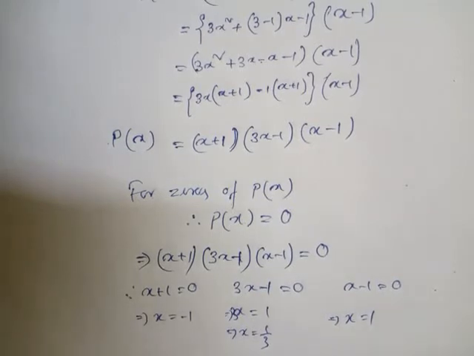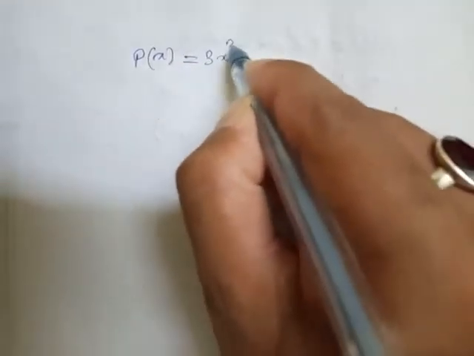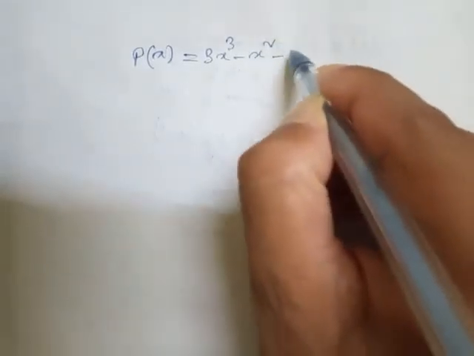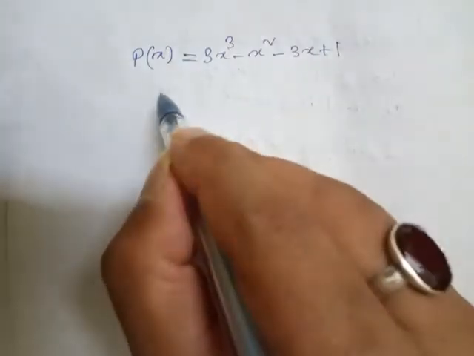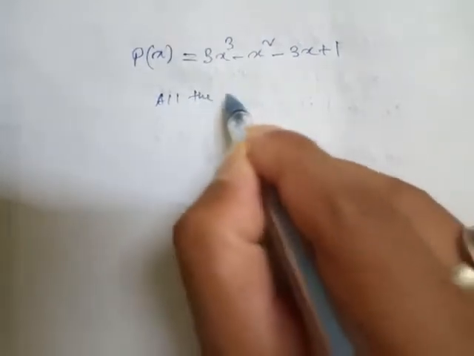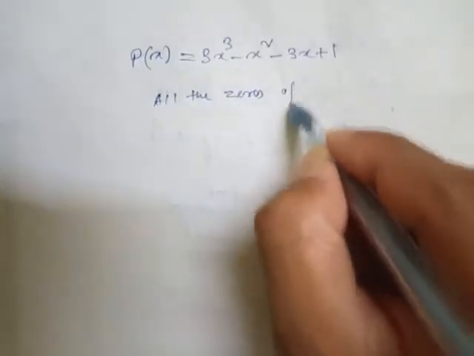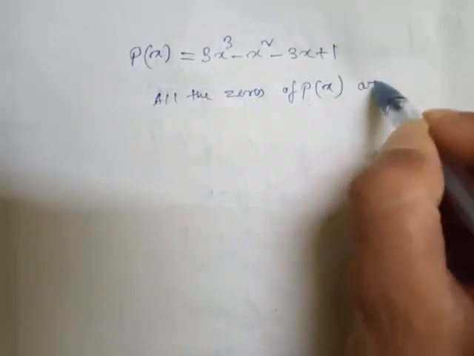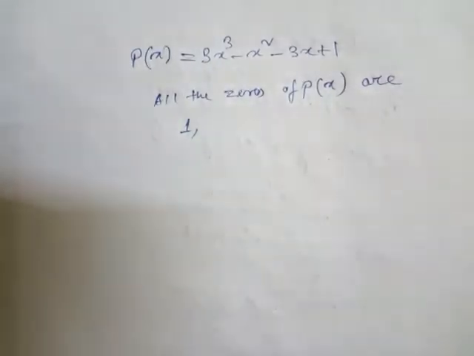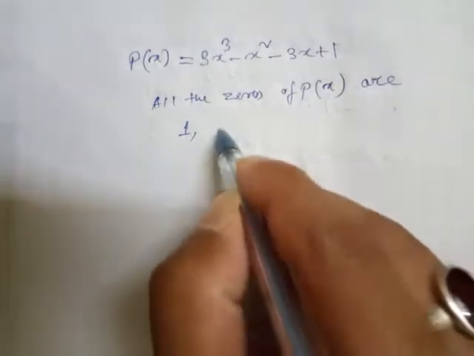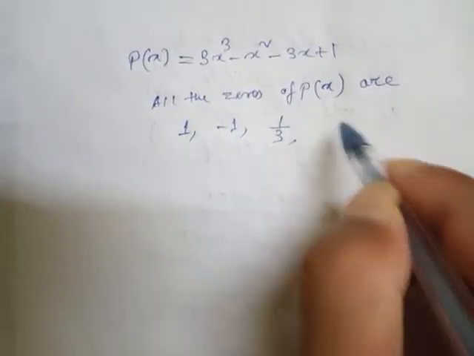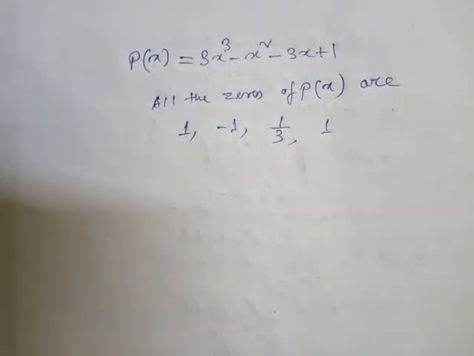So students, the last line I can write like this: p(x) = 3x cube minus x square minus 3x plus 1. All the zeros of p(x) are, first one is 1, this is given, then -1, then 1/3. These are the zeros of question number 6 Roman 1.